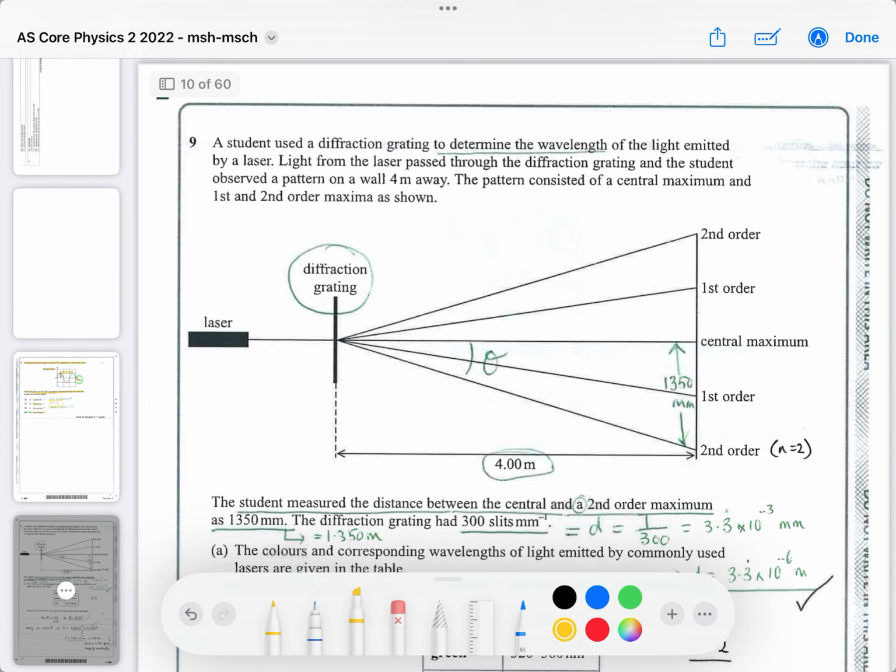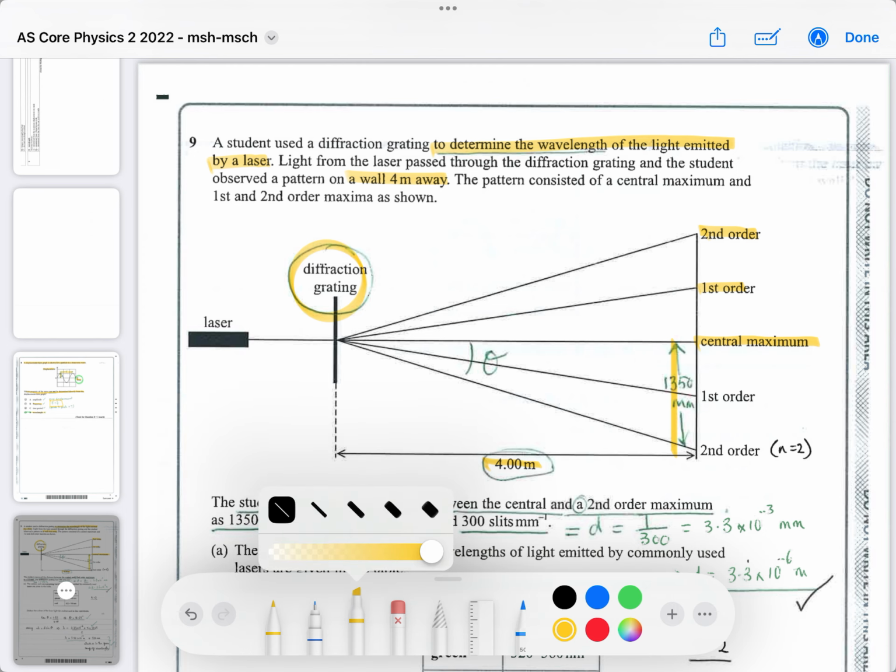Question 9 is a diffraction grating to determine the wavelength of light emitted by a laser. Light passes through the diffraction grating here, and the student observed a pattern on the wall 4 meters away. So you've got the central maximum, and then you've got the first order on each side, the second order on each side, and the student then measured this distance to be 1,350 millimeters.